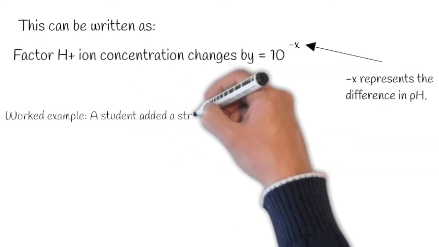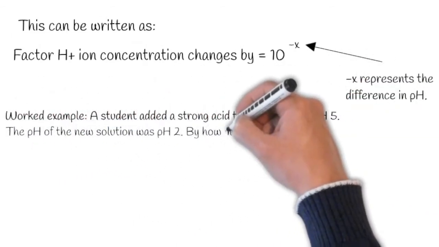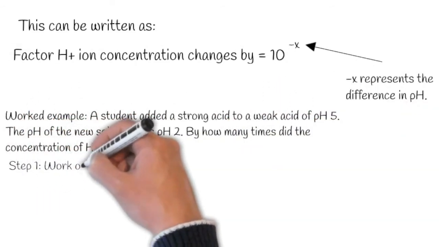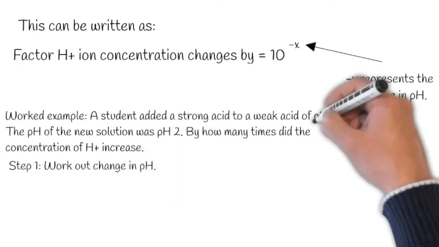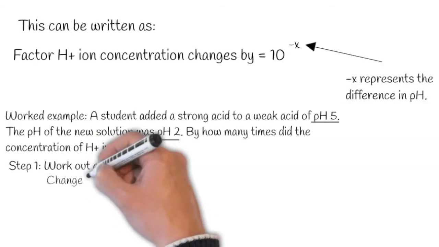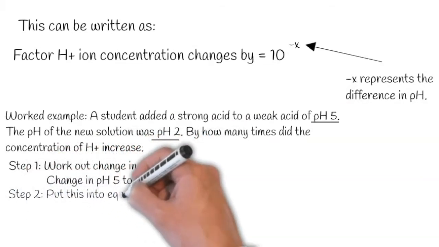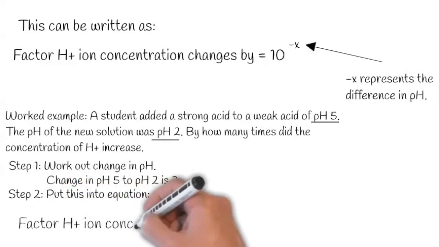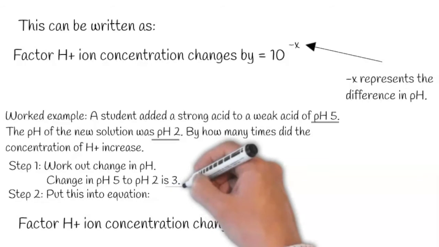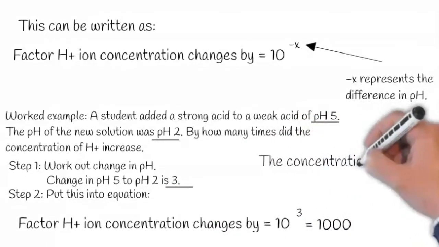Let's go through a worked example. A student added a strong acid to a weak acid of pH 5. The pH of the new solution was pH 2. By how many times did the concentration of H+ ions increase? Step 1. Work out the change in pH. It started at 5, it ended at 2. That's a change of 3. We then need to put this into the equation. The factor of H+ ion concentration equals 10 to the power of 3, which means it increased by 1,000.